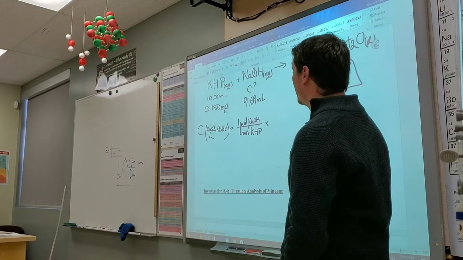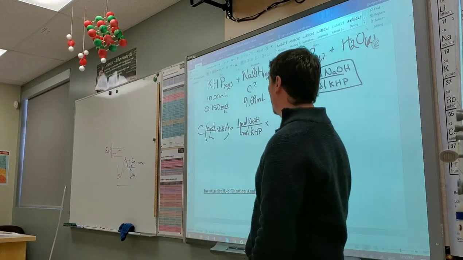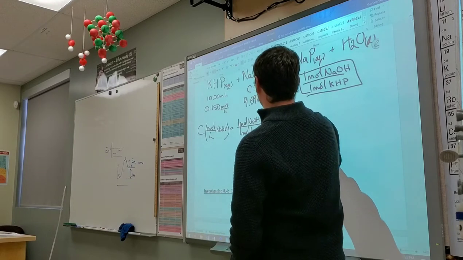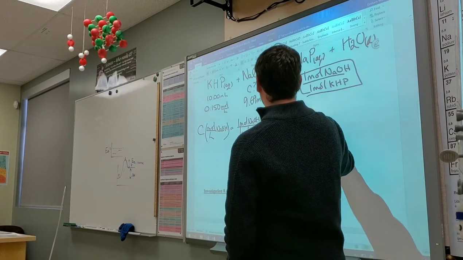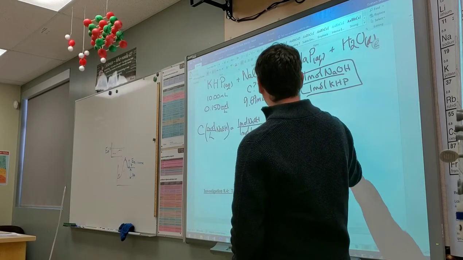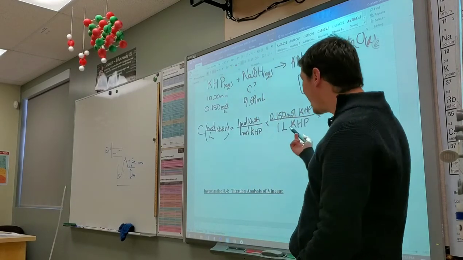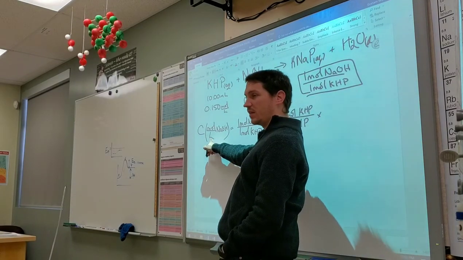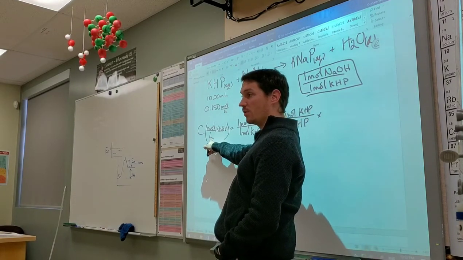That's okay. Moles of potassium hydrogen phthalate. So we've got 0.150 moles KHP for every 1 liter of KHP. So now we just got to get rid of liters of KHP. Do we want liters of KHP on the bottom? No. We want liters of what?